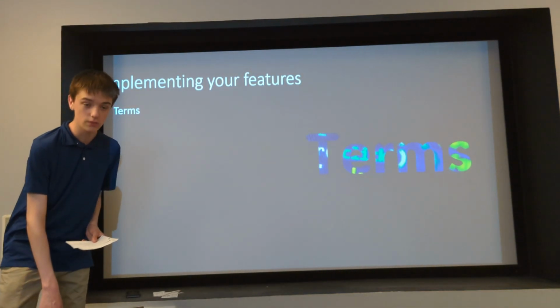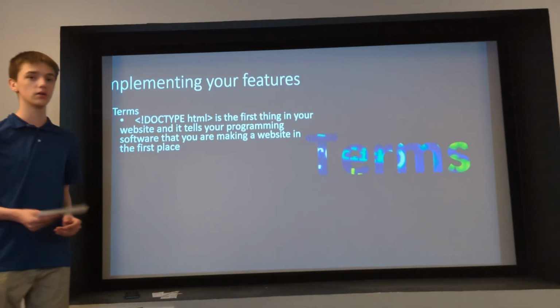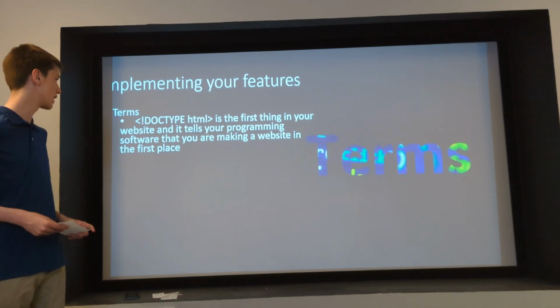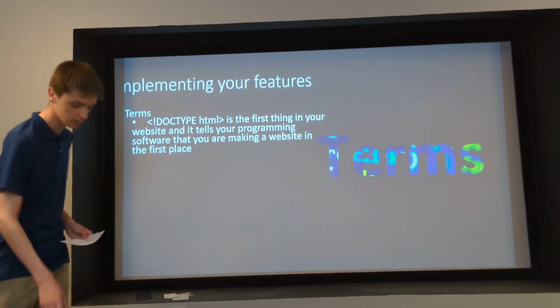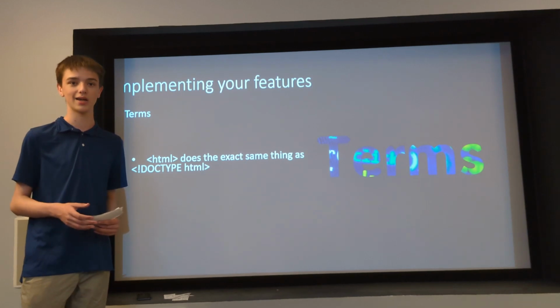Now there are quite a few terms, but here are just a few of them. So doctype HTML is one of the first terms, and it's one of the very first things you want to include in your site. It tells your programming software that you're making a website in the first place. You also have HTML, which does pretty much the exact same thing.